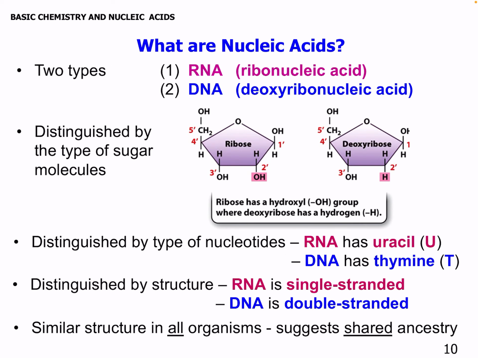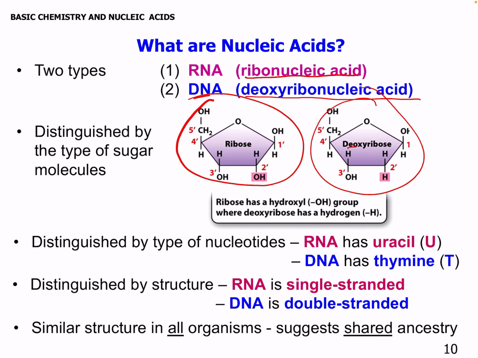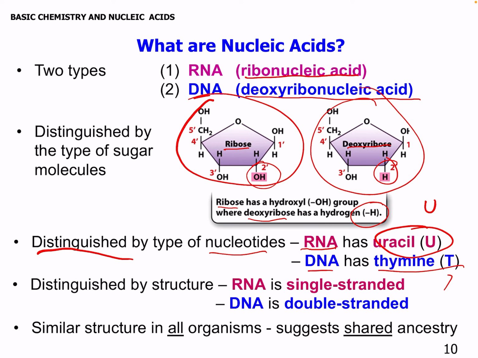So what are nucleic acids? Well, there are two types. There's our RNA, which is ribonucleic acid, and our DNA, which is deoxyribonucleic acid. So here we have our structures. Here's our DNA, and here's our RNA. You can see here, they highlight the difference right here. Ribose has a hydroxyl or OH group, whereas deoxyribose has a hydrogen, just so you know. These are distinguished by the type of sugar molecules. They're also distinguished by the type of nucleotides, because RNA has uracil, or U, which we'll talk about later, and DNA has thymine, as T.